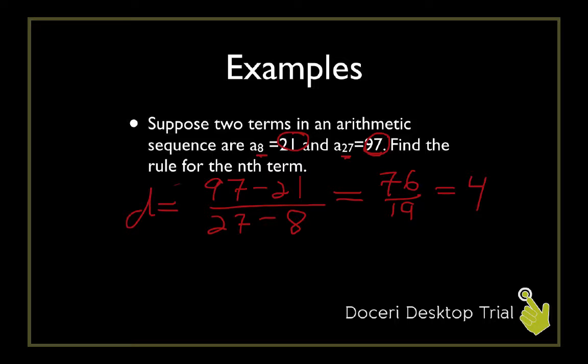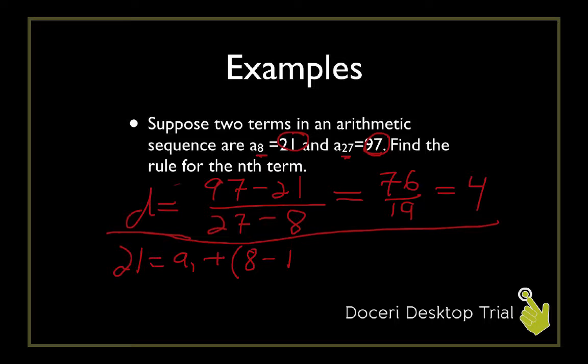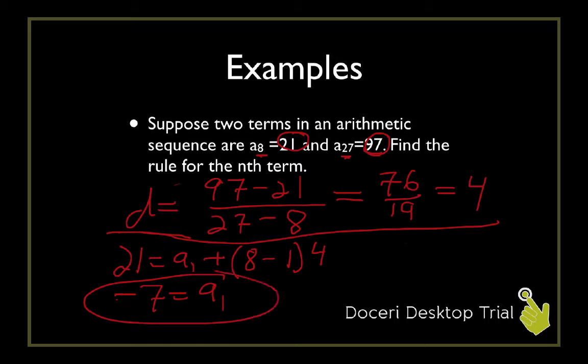Now we need to find the first term, but we can do that using either one of these terms. So let's draw a little line here, and we'll do that. Let's use the first one here. So the 8th term, so we'll go 21 is equal to the first term, which we don't know, plus n minus 1. Well, we use the 8th term, so n is 8 minus 1 times the common difference, which is 4. So this will be 7 times 4, which is 28. A sub 1 is negative 7. Okay, so there's your first term. And then since we have the first term and the common difference, which is 4, we can write a rule. A sub n equals negative 7 plus n minus 1 times 4.